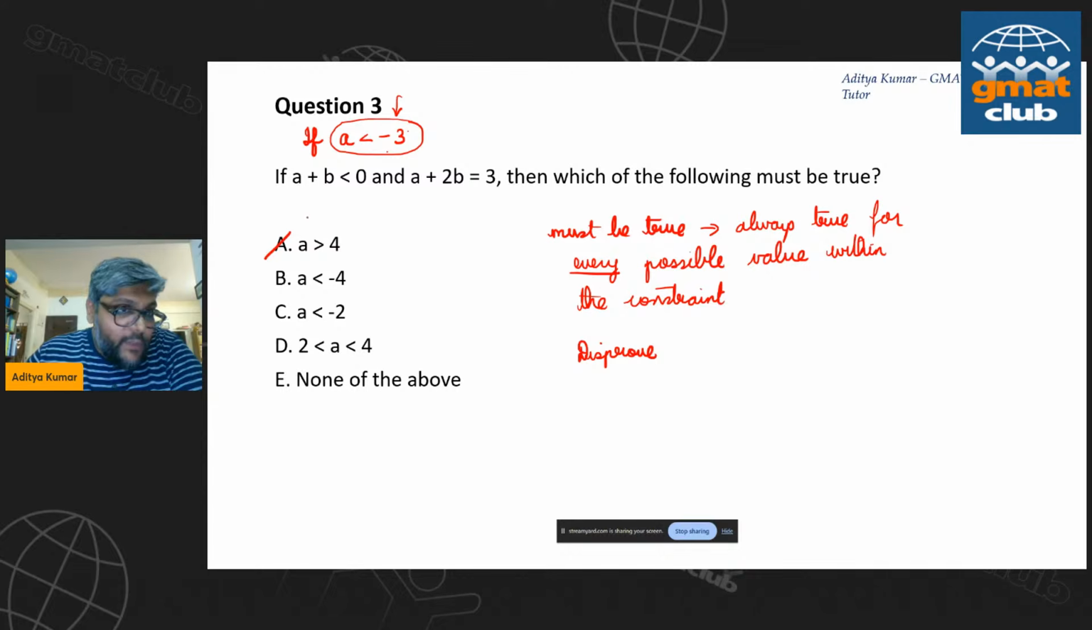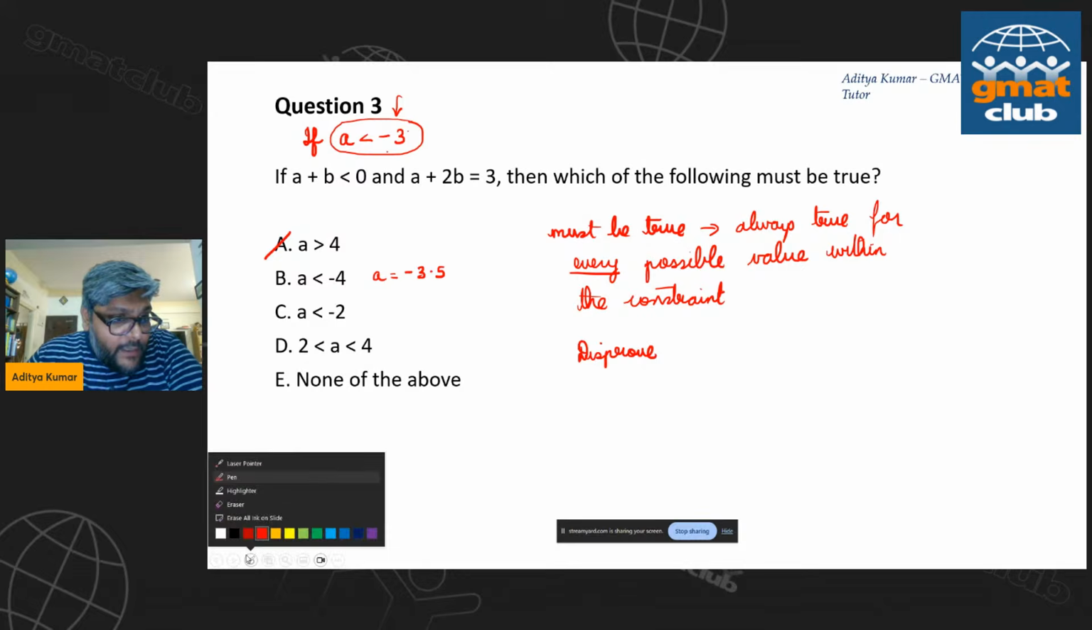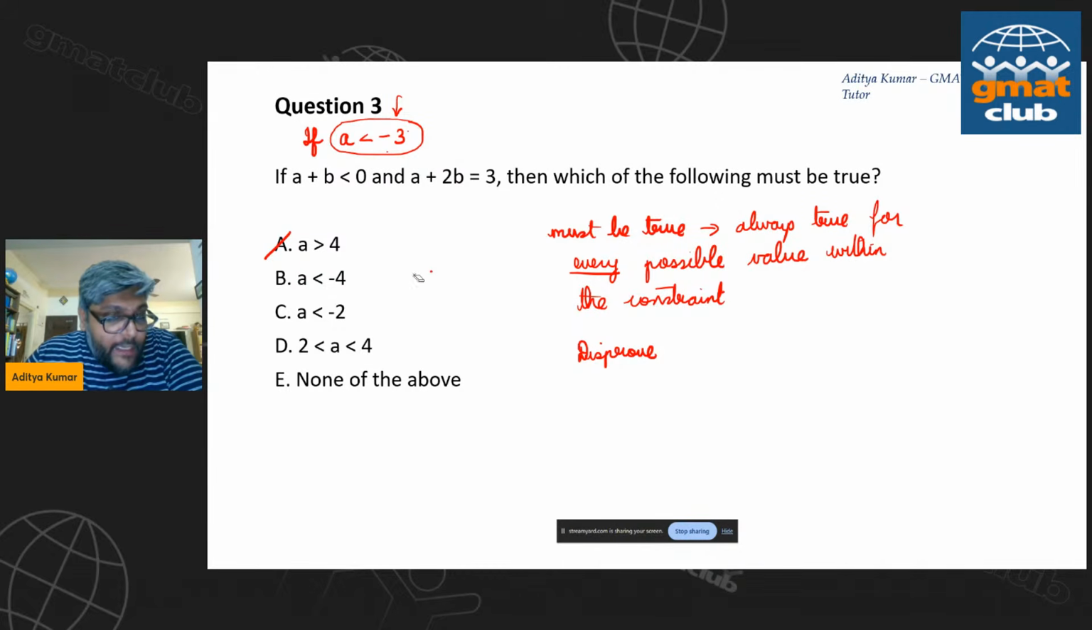So if I look at A greater than 4, that's obviously not going to be less than minus 3. But if I take A is less than minus 4, I will say, okay, what if A is equal to, say, minus 3.5? So I have A to be less than minus 3, right? What does this answer choice give me? A should be less than minus 4. What if I have a value of A is equal to minus 3.5? Minus 3.5 is definitely a possible value that the constraint provides. Does A less than minus 4 cater to this value? Definitely not. So should A always be less than minus 4? No.